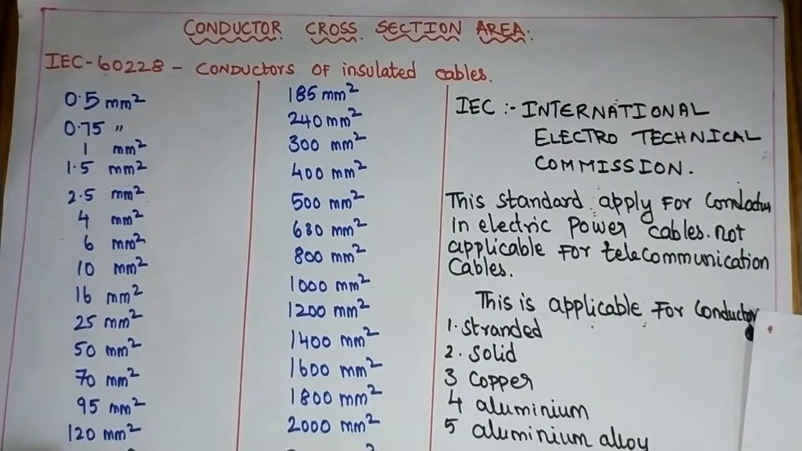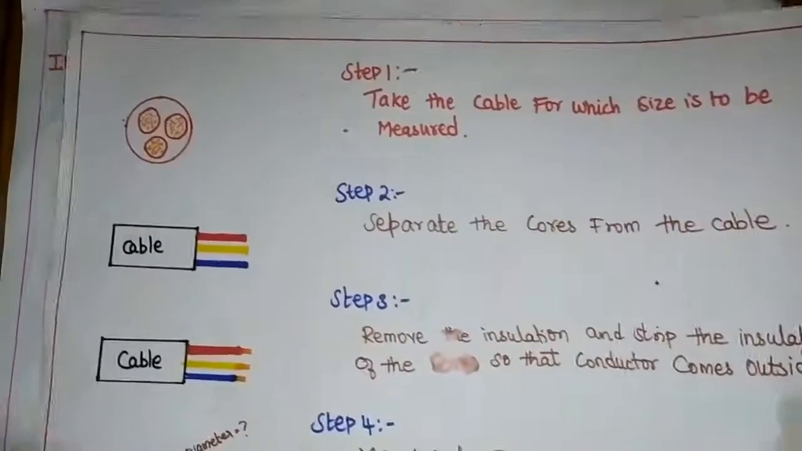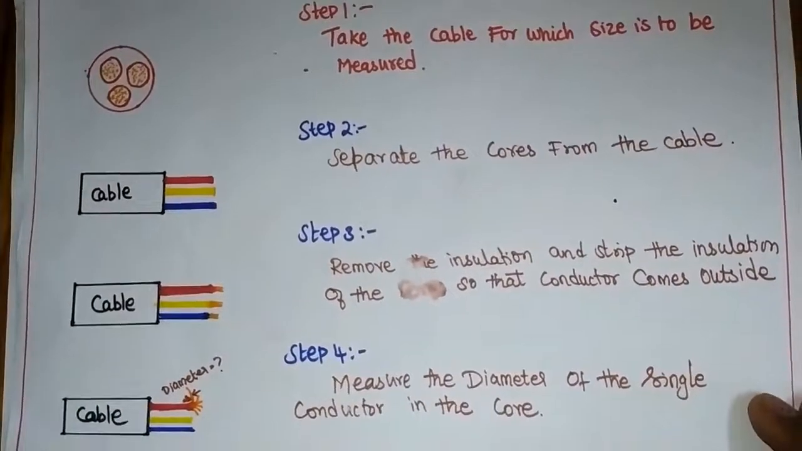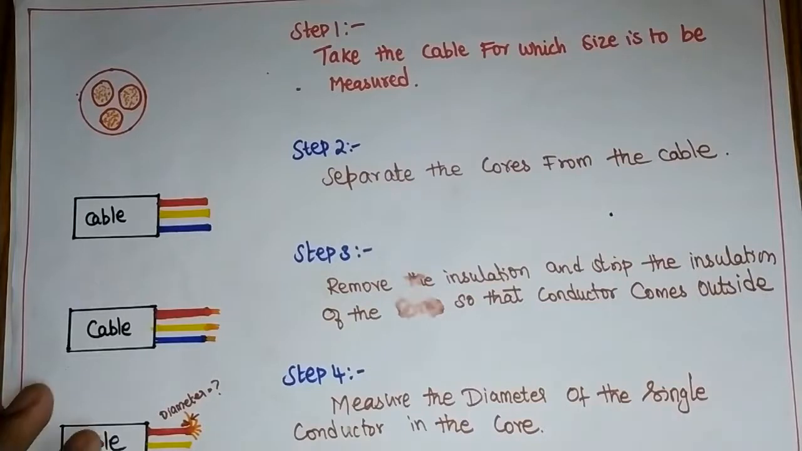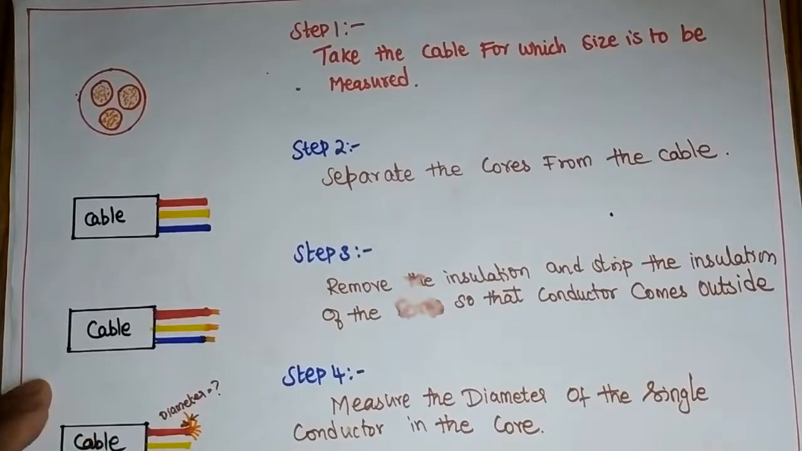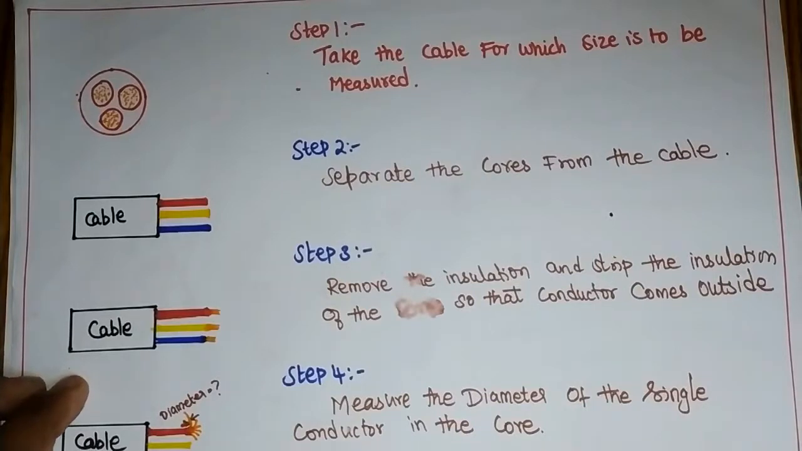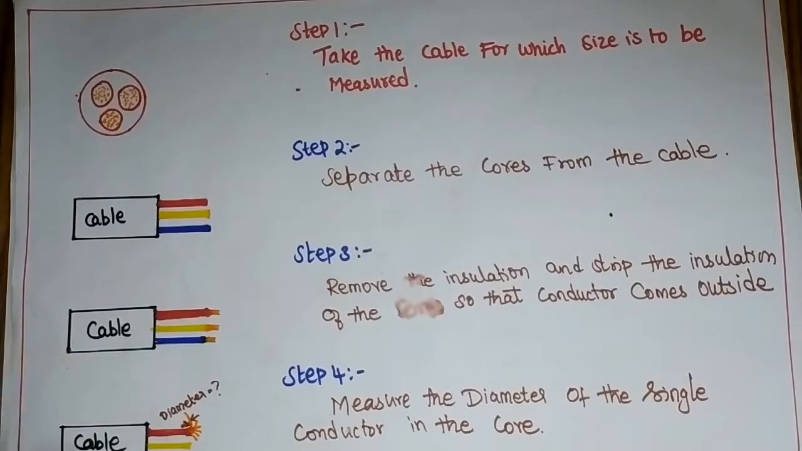Now let's see how to find out the size of the cables in a step-by-step format. First, take a cable for which you need to find out its size. If it is a multi-core cable, remove the insulation and separate the 3 cores from each other. If it is a single core cable, skip this step. Next, remove the insulation of any one core so that you will have access to its conductors. In this picture, I have shown stripping the insulation of all the cores, but it is not necessary. Stripping the insulation of any one core is enough. In case of a single core cable, remove the insulation and make the conductors visible.